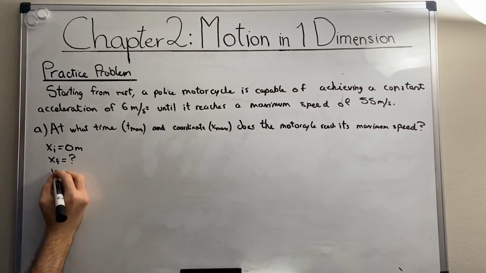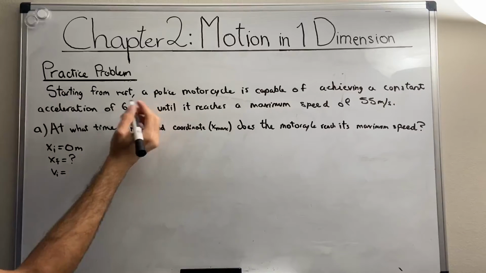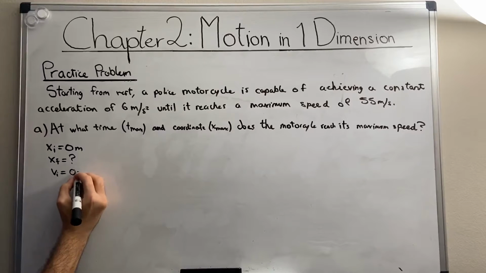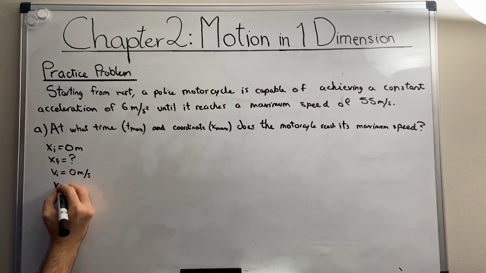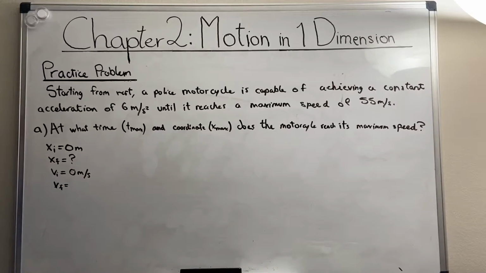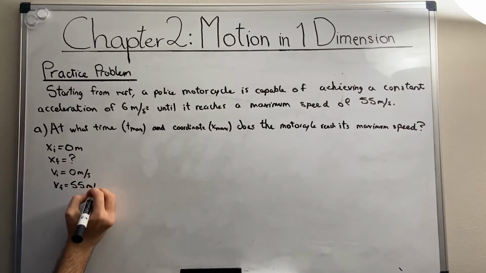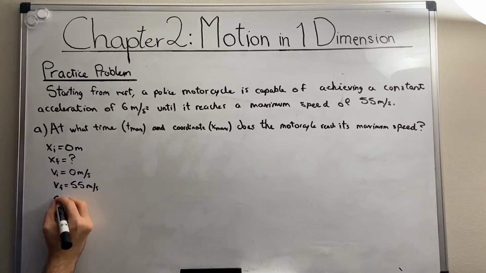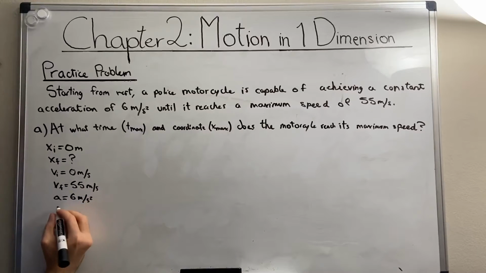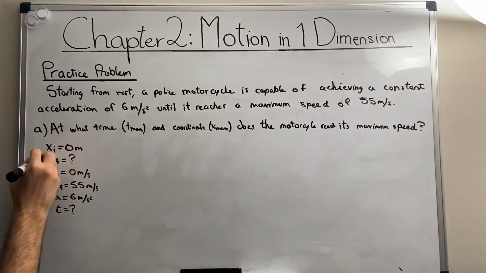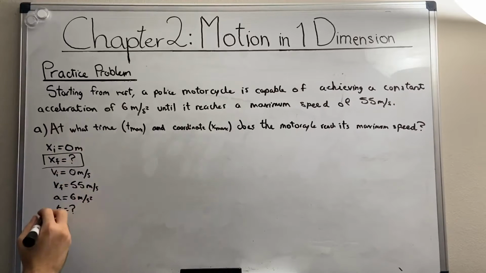We also know that because it's starting from rest, of course, 0 meters per second is the initial velocity of the motorcycle. The final velocity is the maximum speed, which is 55 meters per second. We know that the acceleration is 6 meters per second squared, and we also don't know what the time is, right? So there's two things that we're looking for: the max x coordinate, and the max time.